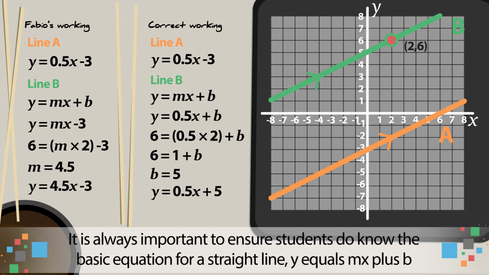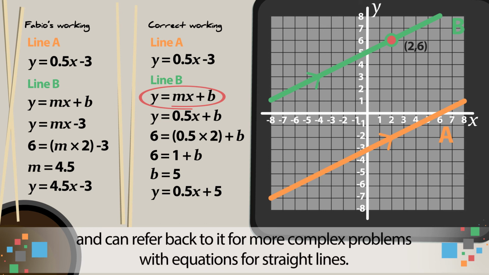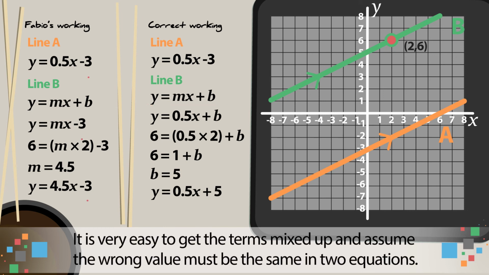It is always important to ensure students do know the basic equation for a straight line, y equals mx plus b, and can refer back to it for more complex problems with equations for straight lines. It is very easy to get the terms mixed up and assume the wrong value must be the same in two equations.